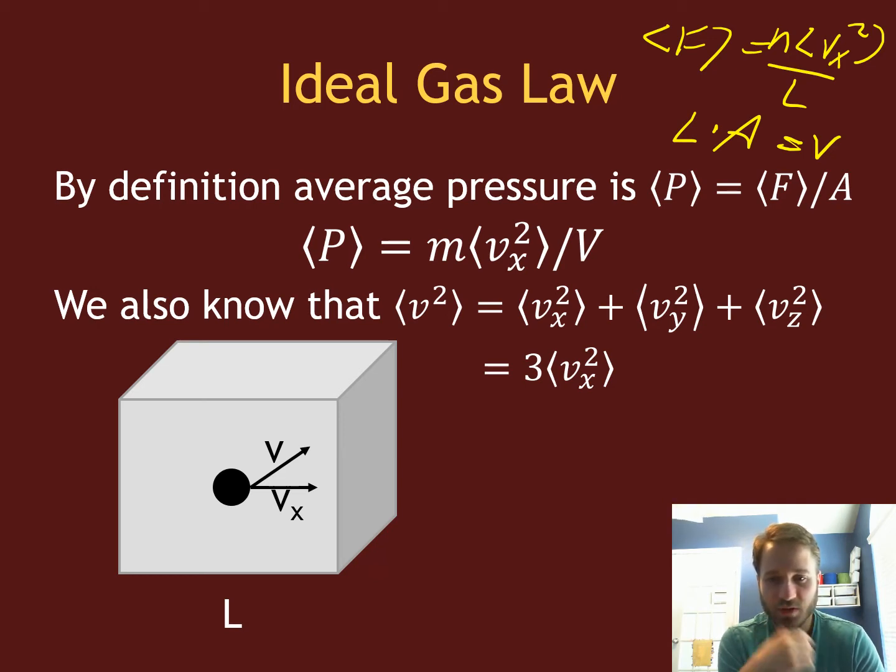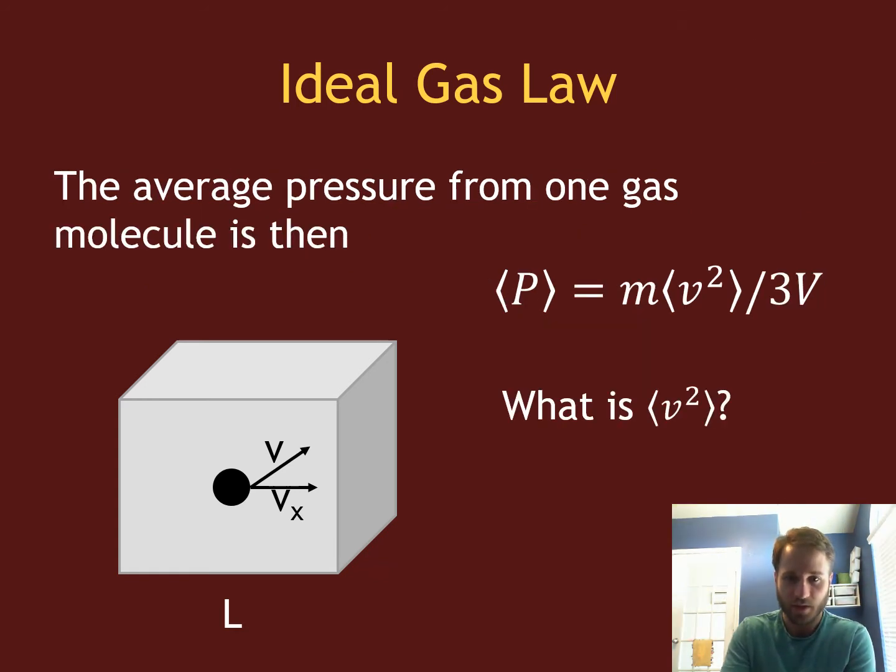The average velocity squared in all 3 directions is going to be the same, and so the total average velocity squared is just 3 times that in the x direction. So the total pressure exerted on this box is just going to be related to the mass of the particle times the average velocity squared divided by 3 times the volume. And so that's just using Newtonian mechanics, assuming elastic collisions and assuming an infinitesimal size of this particle.